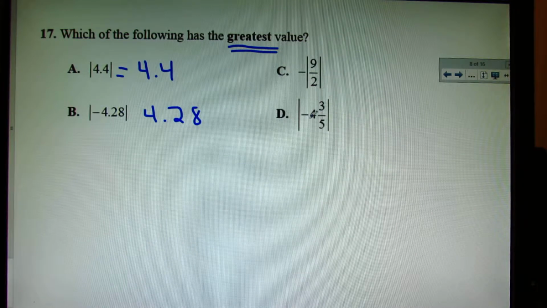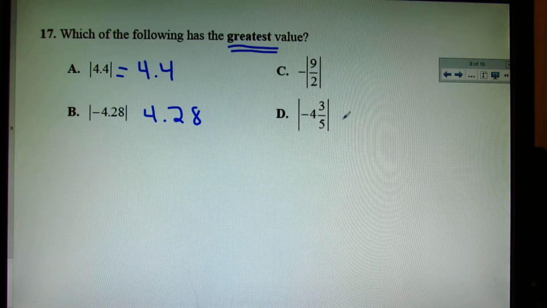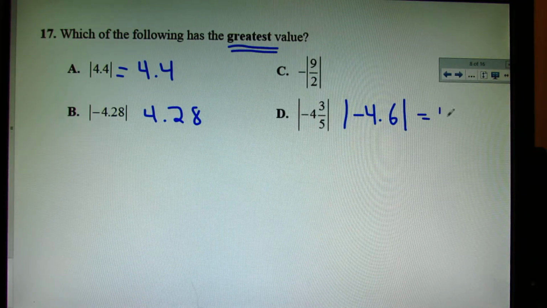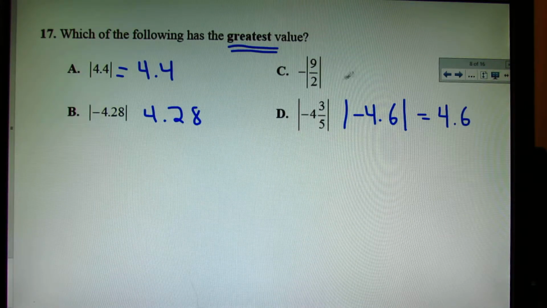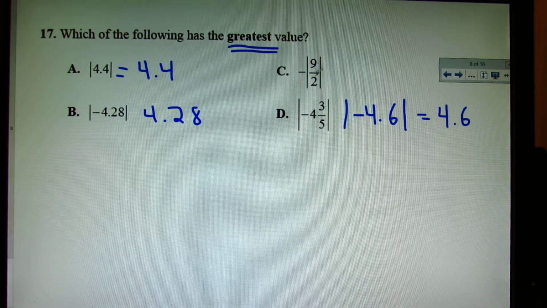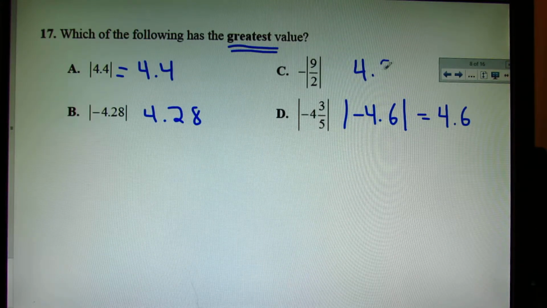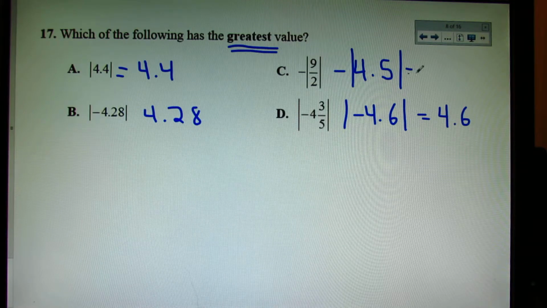Alright, I'm going to change this into a decimal before I start taking the absolute value. So in my calculator, I'm going to do -4 and 3/5, second fraction decimal button. So I'm going to really be taking the absolute value of -4 and 6/10, which is just 4 and 6/10. This guy, 9/2. I can just divide 9 divided by 2. And I'm going to get 4.5. But again, this one's a little tricky because the absolute value is around the 4.5 and the negative sign is out in front. That equals -4.5.